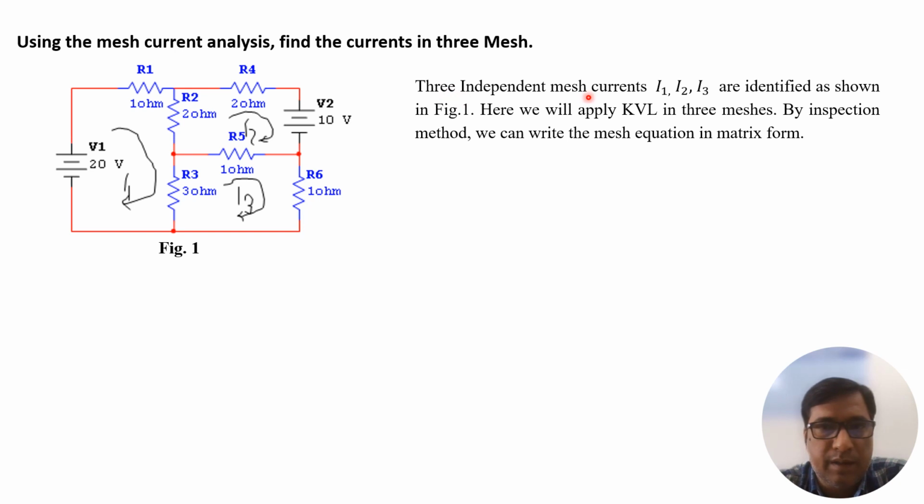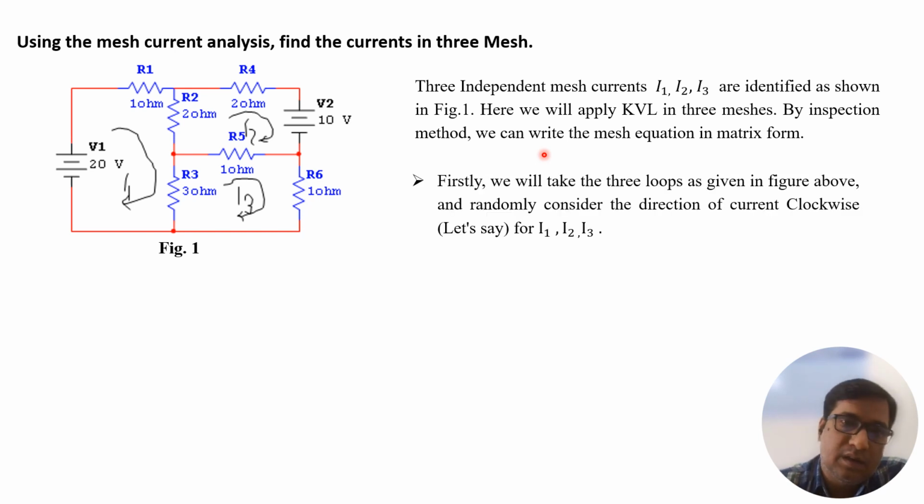The three independent mesh currents I1, I2, I3, as shown in figure number 1. Here we will apply KVL in three meshes. By the inspection method we can write the mesh equation in matrix form with some practice.